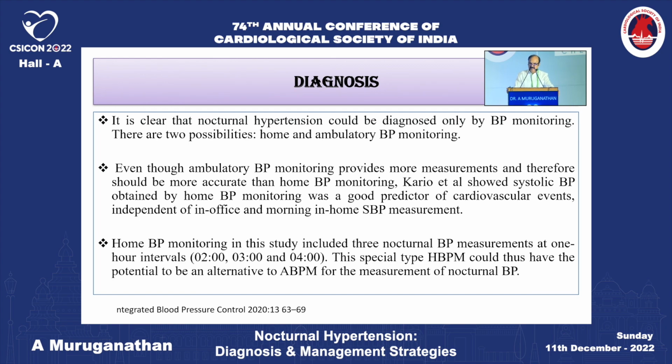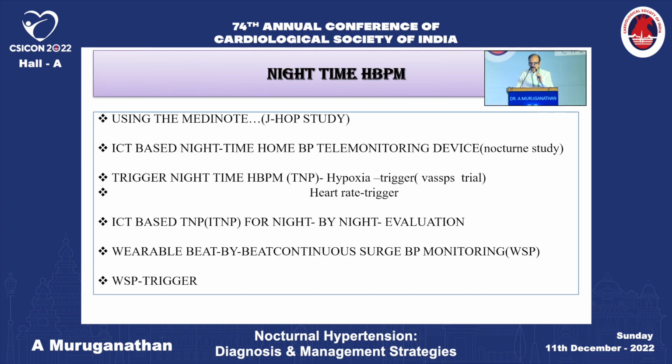Home BP monitoring, in this particular equipment, measures nocturnal BP at 2 a.m., 3 a.m., and 4 a.m. This special type of home BP monitoring could have the potential to be an alternative to ABPM for the measurement of nocturnal hypertension. They proved this is as good as ABPM. And this is very important. A lot of research is going on with home BP monitors, on how to measure nocturnal hypertension.